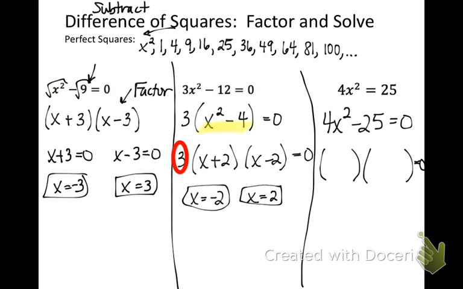Now this one's a little different. I need to make sure that I take the square root of the 4 and the 25. Square root of 4x squared is 2x, and the square root of 25 is 5. So I have 2x plus 5 and 2x minus 5. It doesn't matter if I put 2x minus 5 first and plus 5 second. Alright, set them equal to 0 and solve.